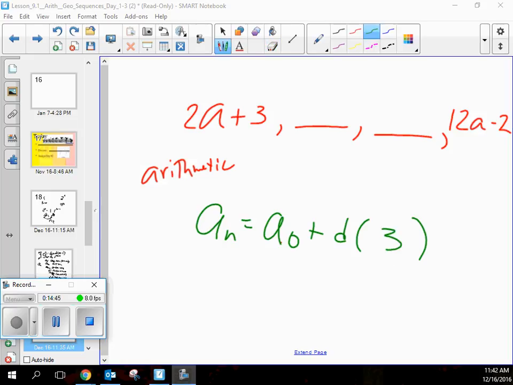Okay, what else do I know? a_0, our first term, is what? 2a plus 3, so I put that here. And I also know the last term, the fourth term, the a sub n. The a sub n, the term when we got there, to this 4 minus 1, which is in there, is 12a minus 2.